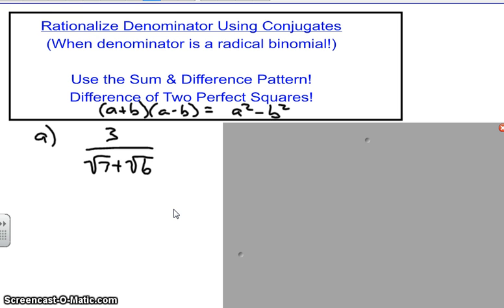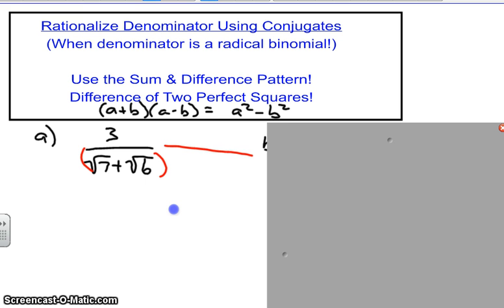Okay? So, knowing that we're using the sum and difference pattern, let's look at the binomial that it is. It's 2 terms being added. That is the definition of a binomial. So, it's the sum of 2 things. Who can give us the conjugate? The difference. The difference would be what? It would be a minus, and it's these same exact terms, isn't it? So square root of 7 minus the square root of 6.